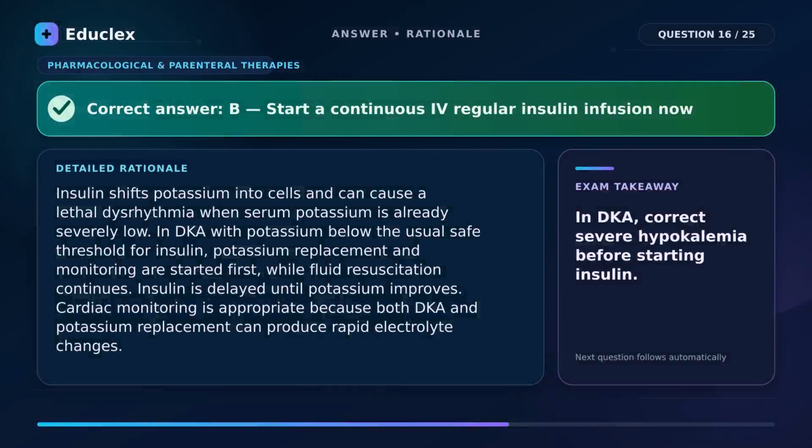The correct answer is B, start a continuous IV regular insulin infusion now. Here is the rationale. Insulin shifts potassium into cells and can cause a lethal dysrhythmia when serum potassium is already severely low. In DKA with potassium below the usual safe threshold for insulin, potassium replacement and monitoring are started first, while fluid resuscitation continues. Insulin is delayed until potassium improves. Cardiac monitoring is appropriate because both DKA and potassium replacement can produce rapid electrolyte changes. Exam takeaway. In DKA, correct severe hypokalemia before starting insulin.